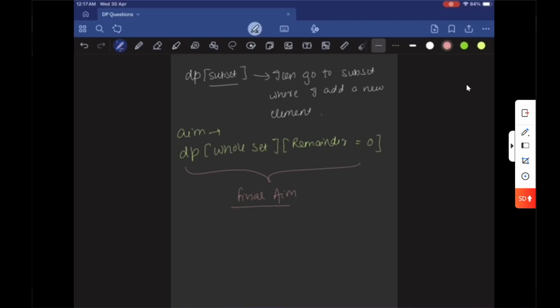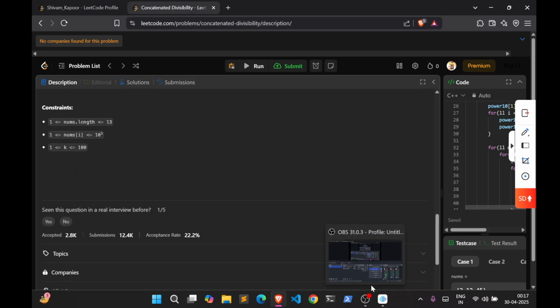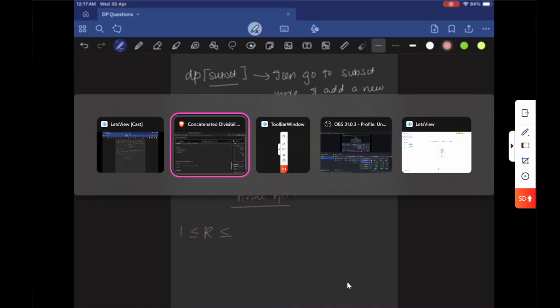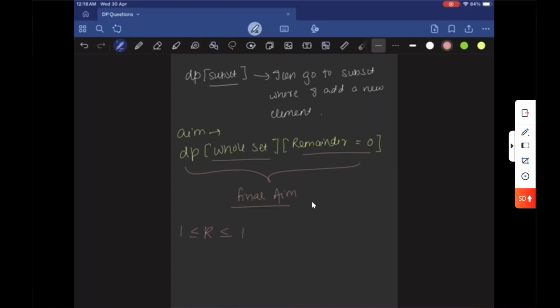Interesting. This leads us to this particular DP where one parameter is the whole set and one parameter is the remainder, because of the value of k. Let me see what the possible values of k are. Sorry for a little delay. The value of k is still only 100. Interesting. So k is greater than or equal to 1, and up to 100, right?